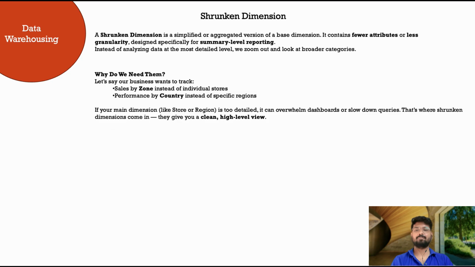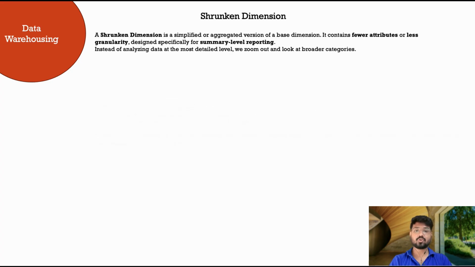So why do we need them? Let's say our business wants to track sales by zone instead of individual stores, performance by country instead of a specific region. If your main dimensions like store or region are too detailed, they can overwhelm dashboards or slow down queries. That's where shrunken dimension comes into the picture, that gives you a clean, high-level view of your data, which can increase your query performance.